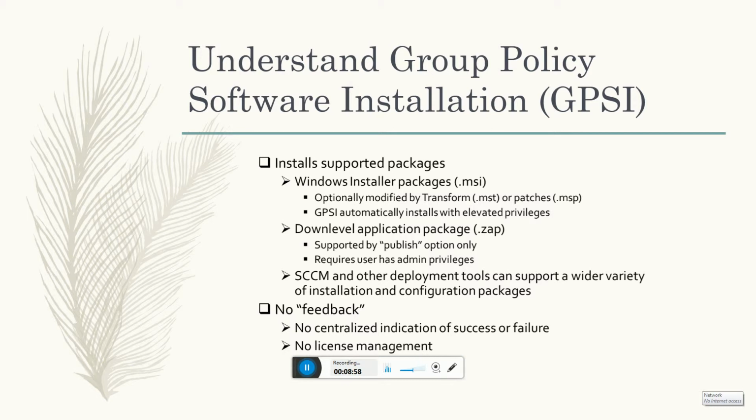Understanding group policy software installation, GPSI for short. It installs supported packages, such as Windows Installer packages, optionally modified with transforms (MST) and patches. GPSI automatically installs and downloads the application package. Supported options are public, optional, and required, and it needs domain privileges. SCCM and development tools can support a wide variety of installation configuration packages. There is no feedback, no centralized indication of success or failure, and no license management.